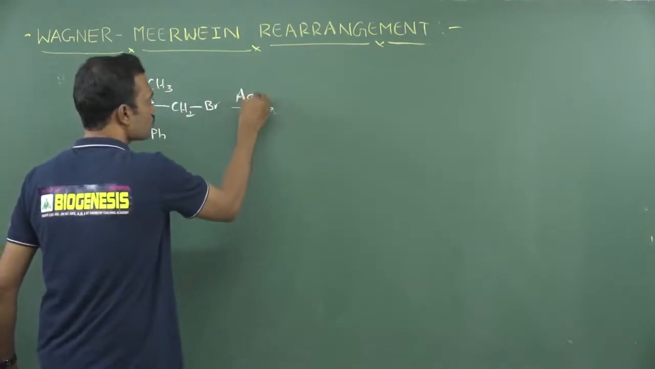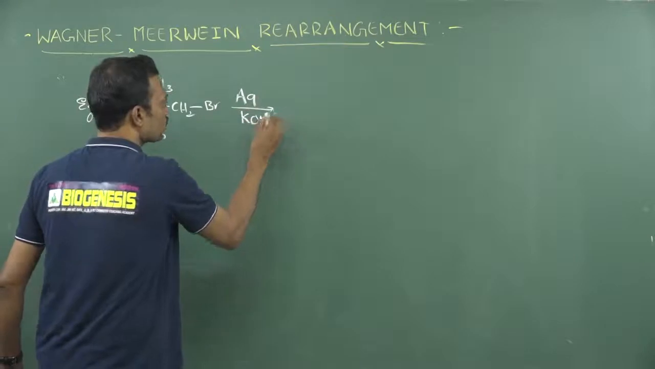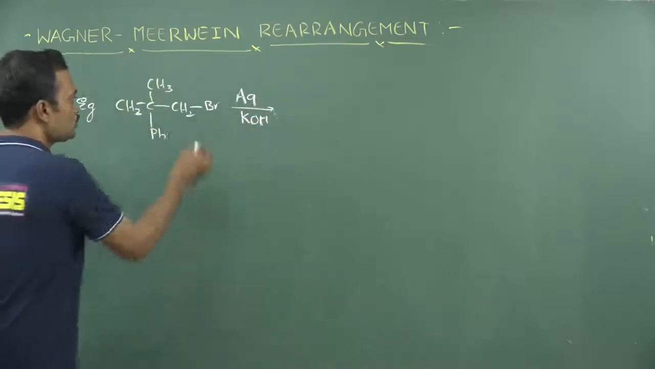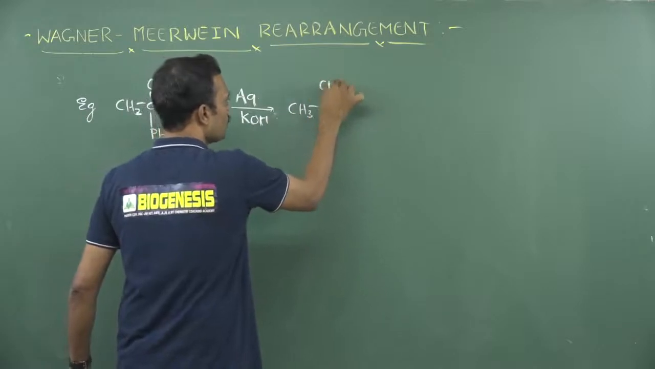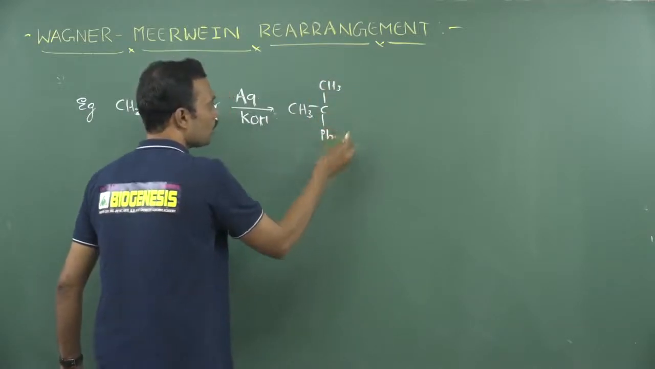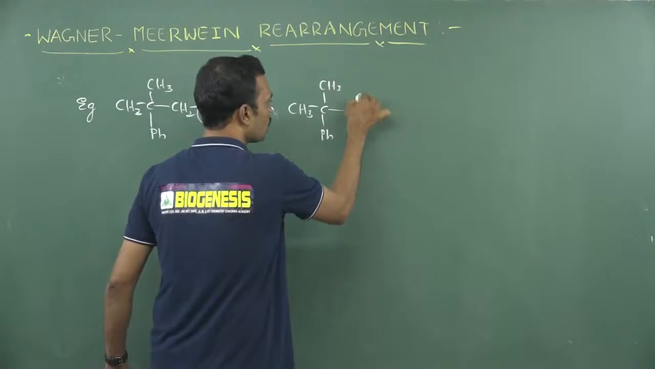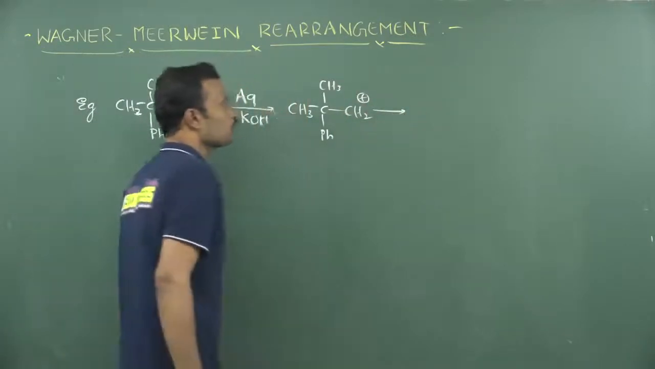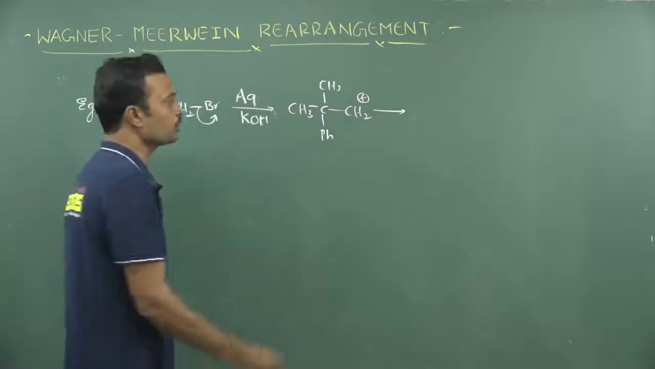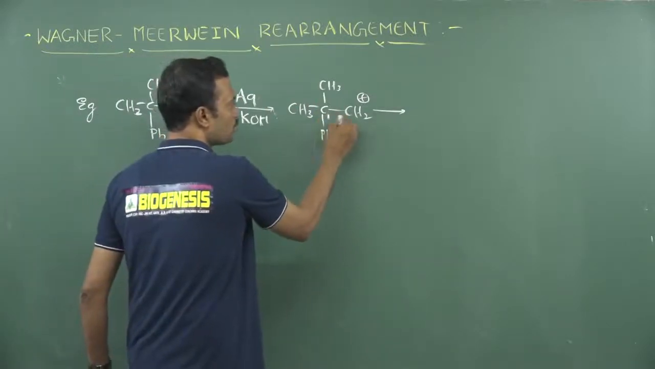Now if I use aqueous potassium hydroxide, it is a substitution reaction. So first we need to remove this halogen. After removing this halogen, you may get a carbocation. This is that carbocation. So after getting this carbocation, now we need to migrate either methyl or phenyl. Two different migrating groups are present, starting from here to here.